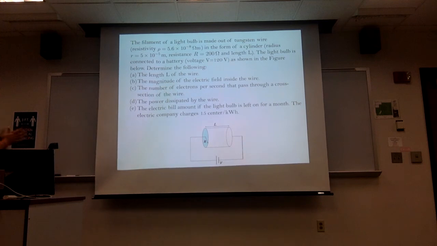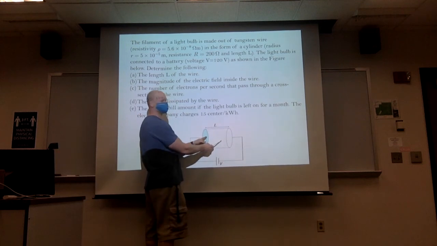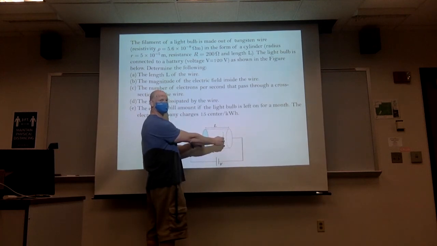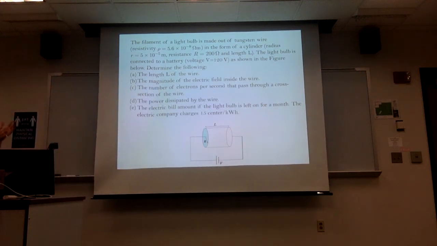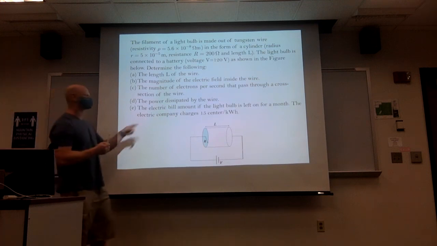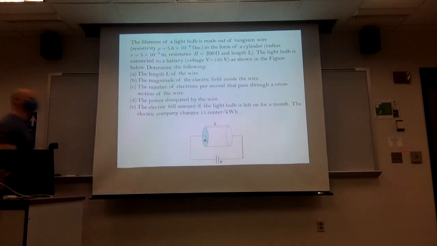So that's pretty easy. Next, the magnitude of the electric field inside. Again, I know the potential here is the same as the potential here, so I know it's 120 volts. I just found the length, so just take that 120 divided by the length. That's the electric field. Then, the number of electrons per second that pass through the cross-sectional area of the wire. The number of electrons per second is actually just the current divided by the charge of the electron. Current is the total charge per unit second, which means if I want the total number of electrons, I'm just going to take that charge divided by the fundamental charge, giving me the total number of electrons. So that's all that part is asking.